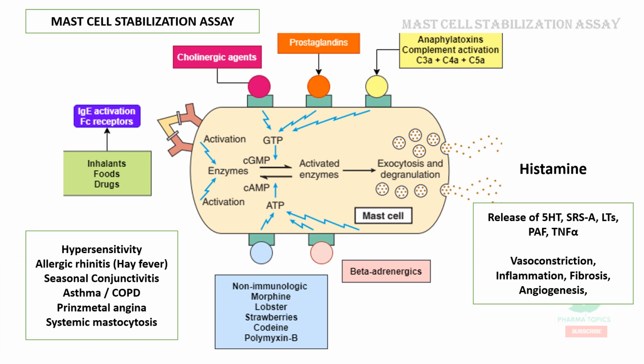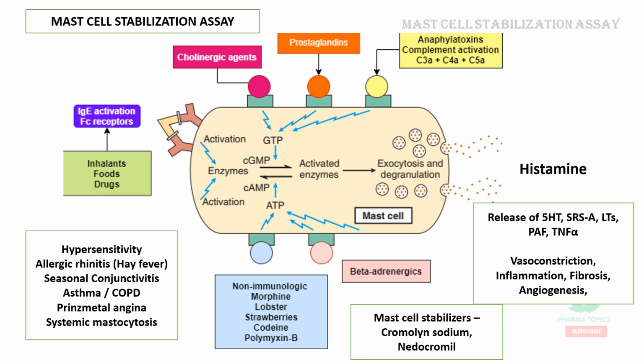So this mast cell is concerned with hypersensitivity, allergic rhinitis, seasonal conjunctivitis, asthma, COPD, Prinzmetal angina, where there is a sudden vasoconstriction or vasospasm of the coronary arteries, and systemic mastocytosis. The drugs which are available in the market are mast cell stabilizers such as cromolyn sodium and nedocromil.